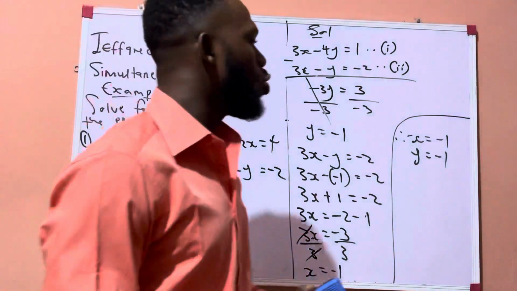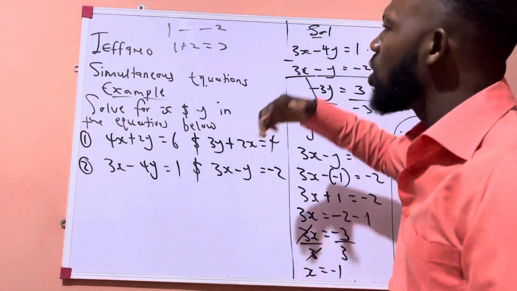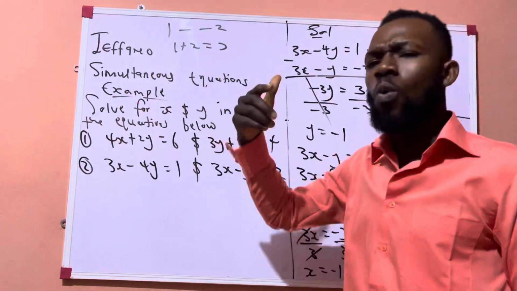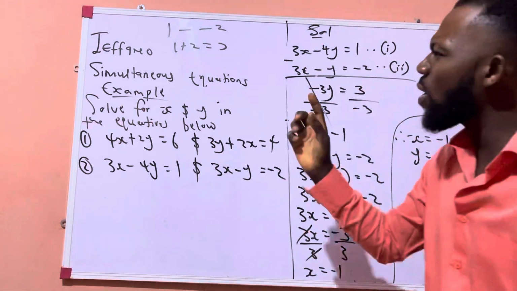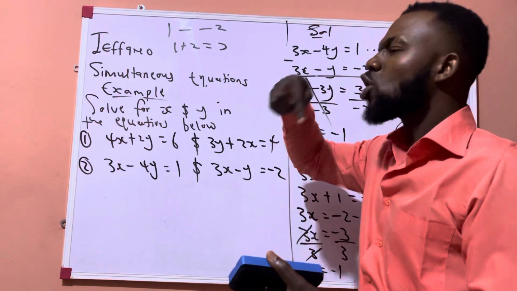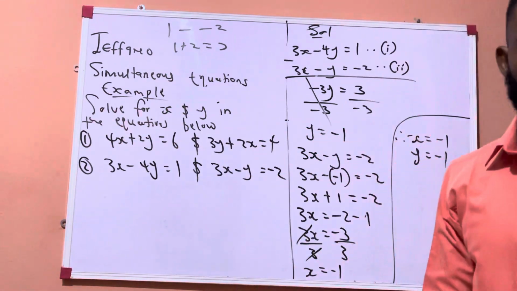So, class, you have seen how you can use the eliminating method in solving simultaneous equations. Now, in our next class, we shall be looking at how we can use the substitution method in also solving simultaneous equations.